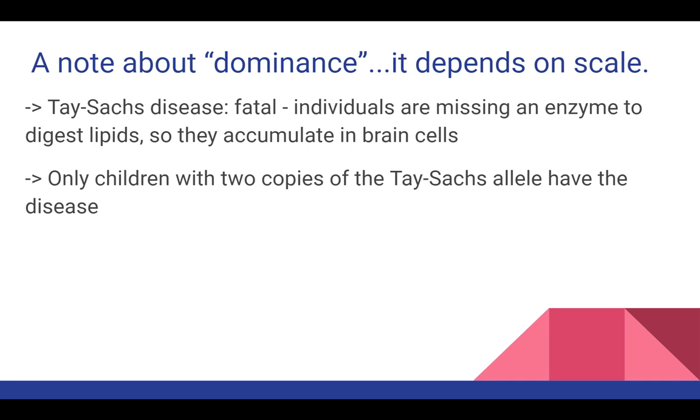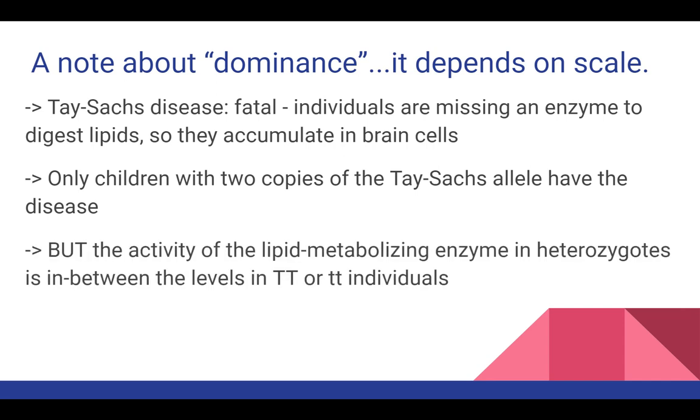Only kids who have 2 copies of the Tay-Sachs allele have the disease, so they have to be homozygous to actually have Tay-Sachs, which means this seems to be a case of complete dominance when you're just looking at the health of the person, right? If you have at least one not Tay-Sachs allele, one dominant allele, you are healthy. If you have 2 copies of it, you have Tay-Sachs disease.